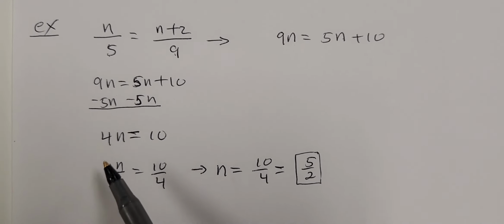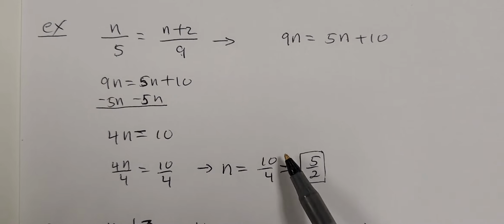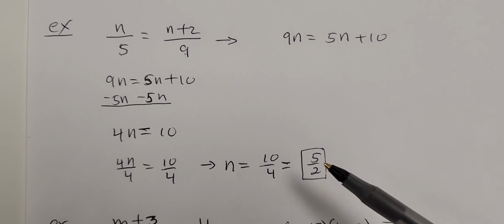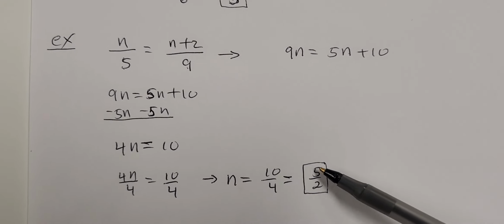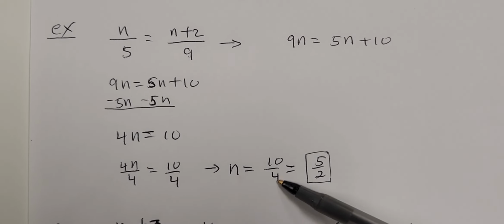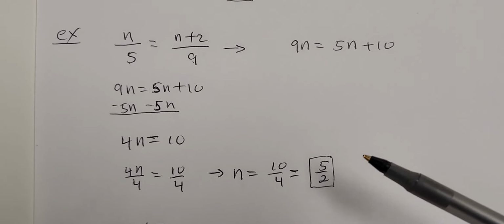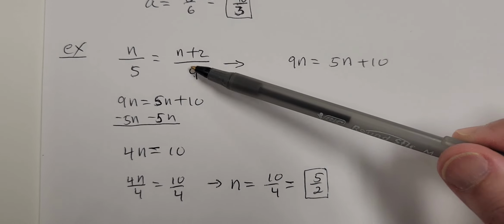Next I want n to be by itself, so divide by 4 on both sides, and I get 10 over 4. Reduce the fraction, and it becomes 5 over 2. The reason it's 5 over 2 is because 10 divided by 2 gives me 5, and 4 divided by 2 gives me 2. So this is the answer for this example.